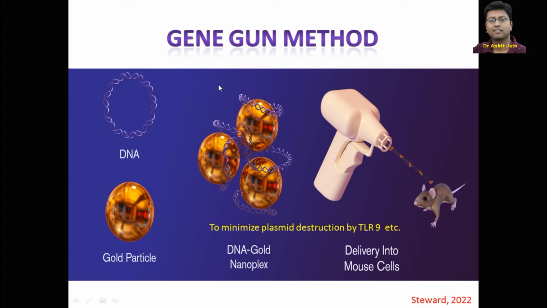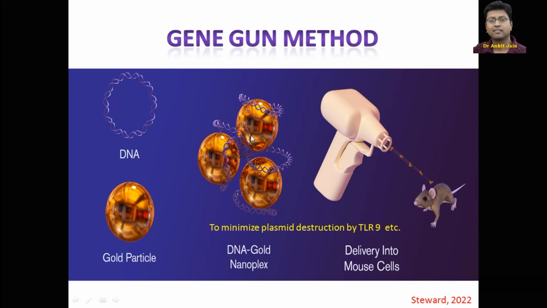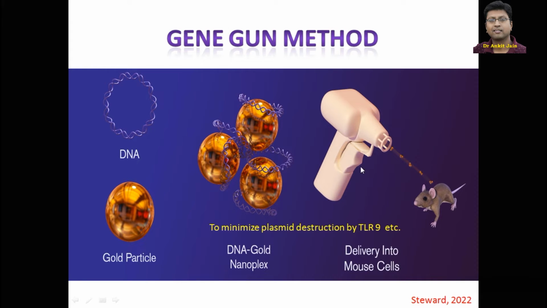So the gene gun method is preferred, and it is better than the injection method, because in the injection method, the DNA or the plasmid will remain extracellular, and it will not directly transfect itself inside the cell. So there is a lot of damage to that particular plasmid outside the skin or beneath the skin. While in the gene gun method, the plasmid will not be destroyed, and a small quantity of plasmid will be required for that.